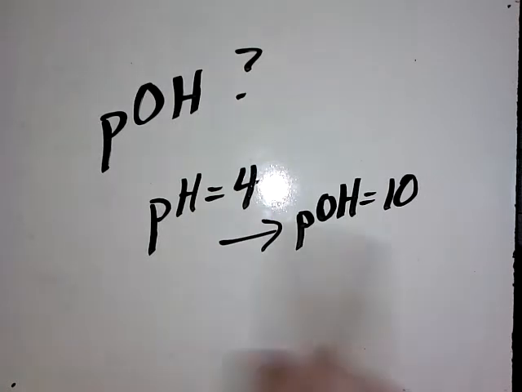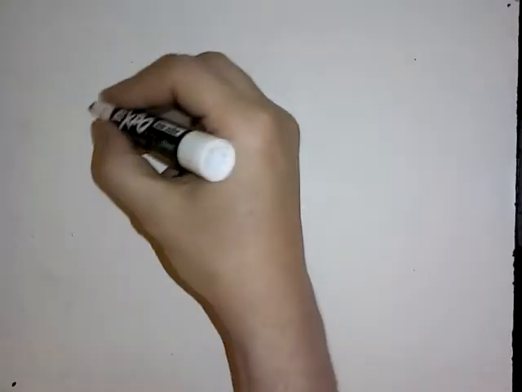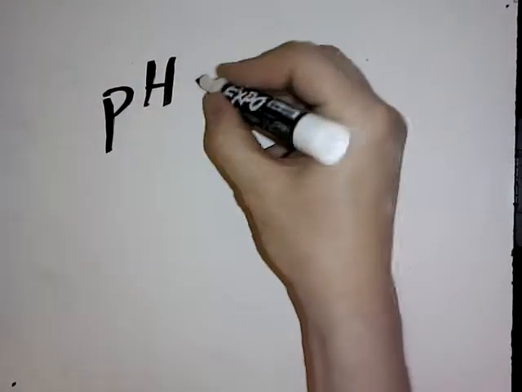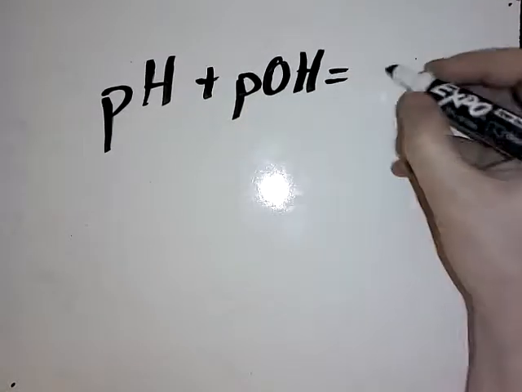Well, how did I know that? Well, this is some easy math. You're going to love this. For any substance, its pH plus its pOH always equal 14.